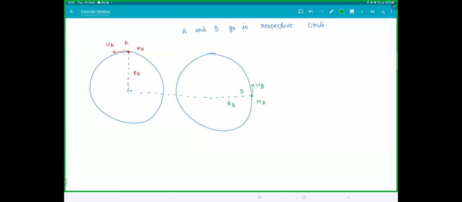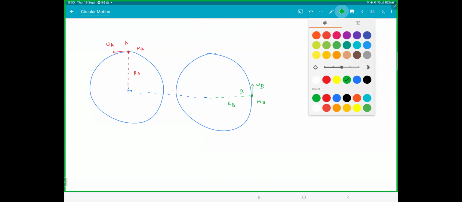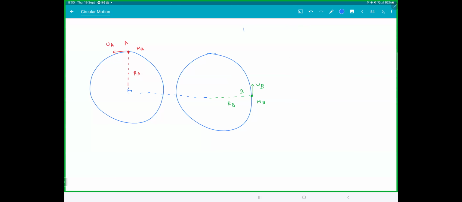So now we are doing B as seen by A. So that means who is my observer? A is my observer. So what is A ka acceleration? A ka acceleration is this way, center, which is UA square by RA. So this pseudo force will be this way, mass of B into UA square by RA. This is your centrifugal force. Check.